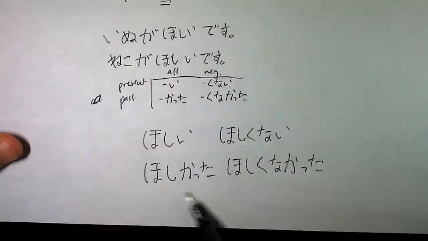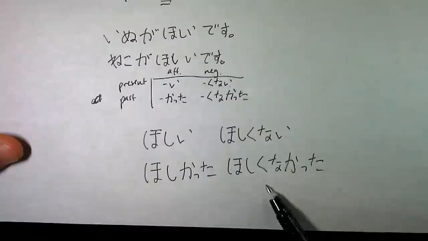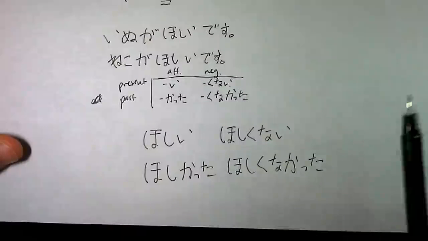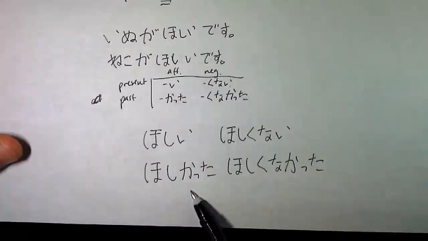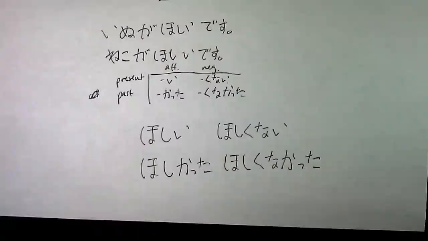And you can use these as they are for plain form. So, neko ga hoshii, I want a cat, if you're talking to friends or family. And to make them formal, you just add desu to the end. So, inu ga hoshii desu, I want a dog, if you're talking to your teacher. And that's basically it. So I got a challenge for you.